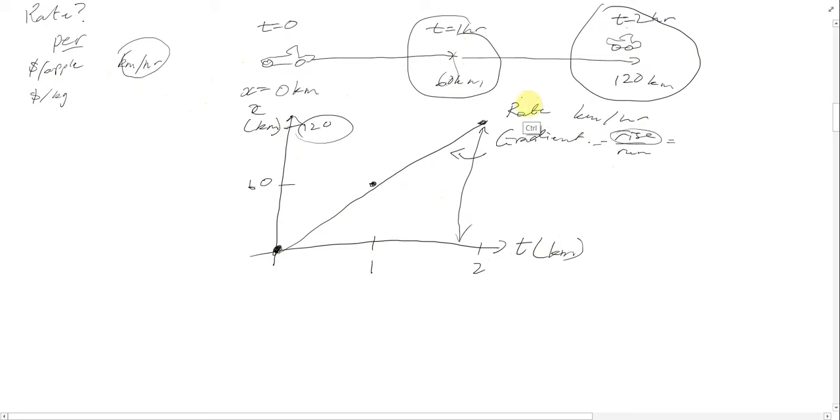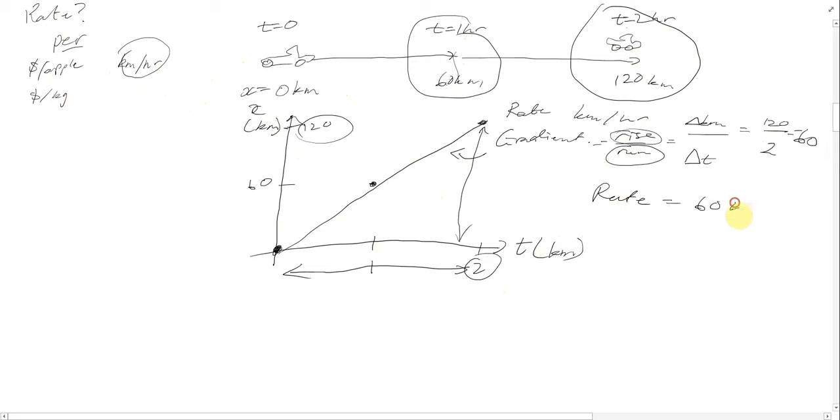So, alright, the rise is the change in kilometers, which is obviously 120, and the run is our 2 hours that have gone past in that time. So our run is our change in time, which is 2 hours. So 120 divided by 2 gives us 60. So our rate here is 60 kilometers per hour, which is pretty obvious all along, really.